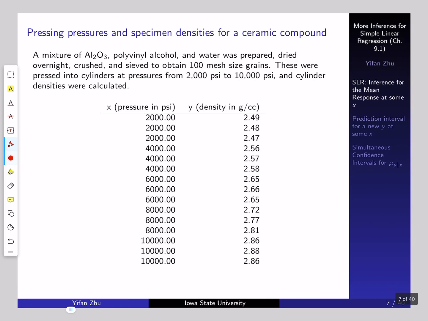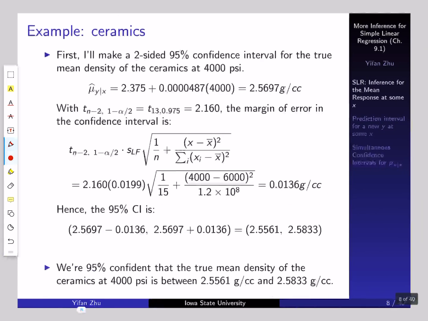Okay, so we will do the ceramic example again. In this example, we have seen this a lot of times. The x is the predictor, or the covariate variable, the pressure, and the response y is the density. The first thing is that we will make a two-sided 95% confidence interval for a true mean density of the ceramic at 4,000 psi. So that is mu of y given x equals 4,000.